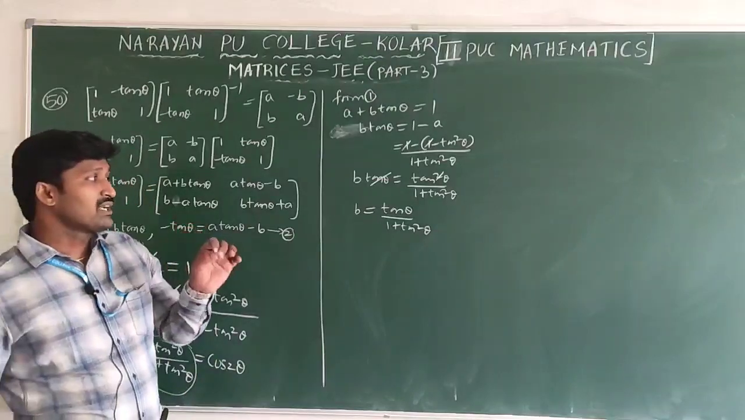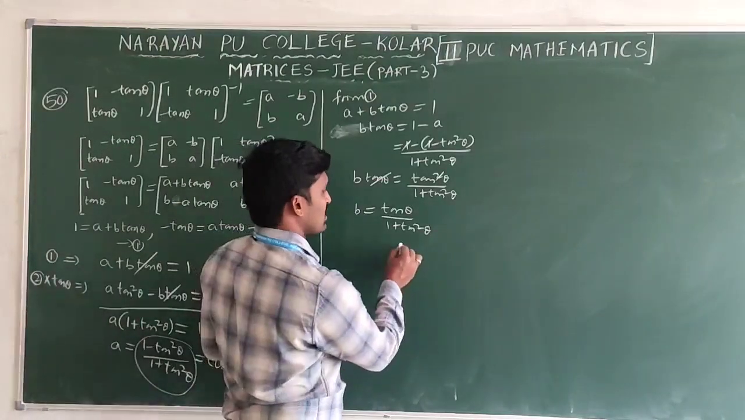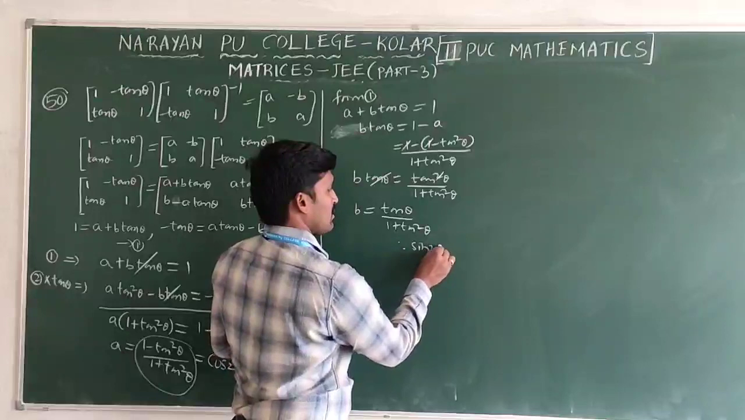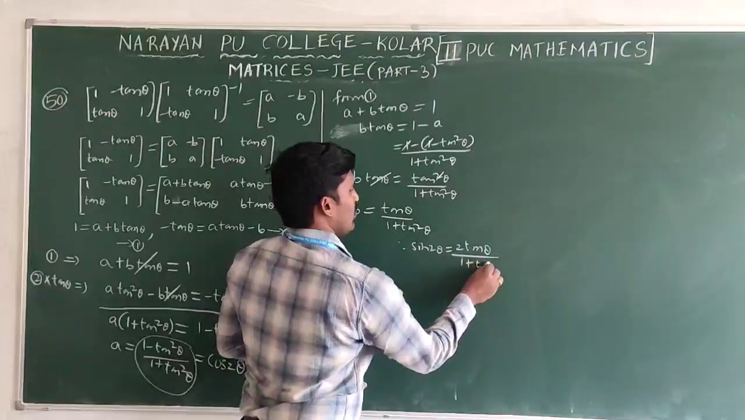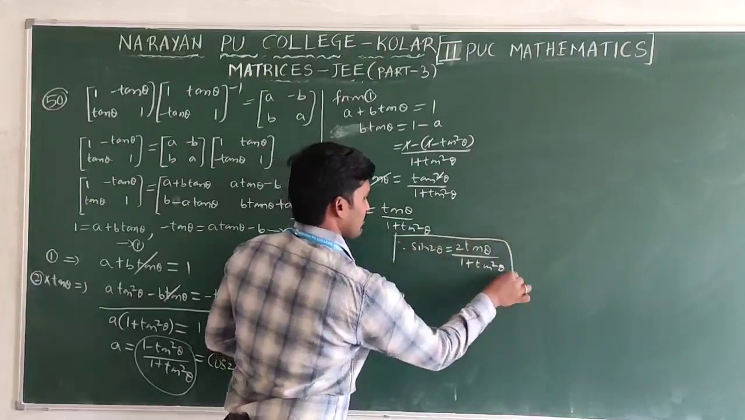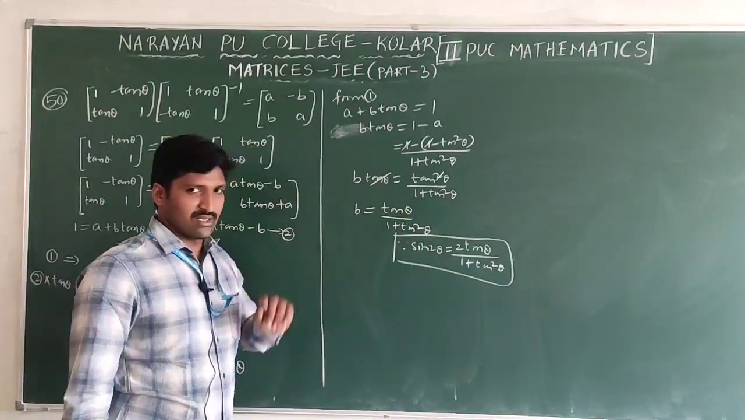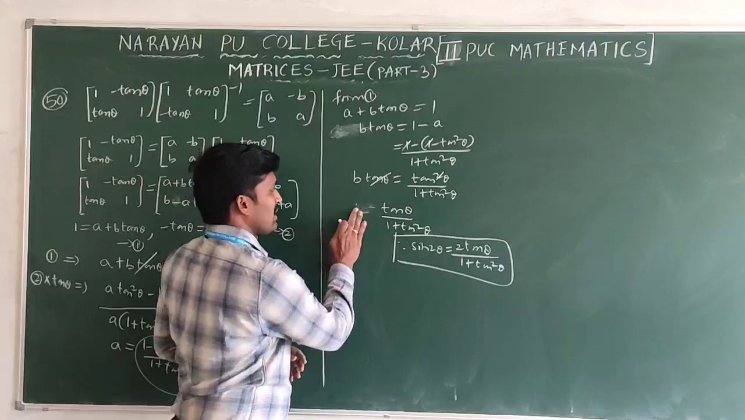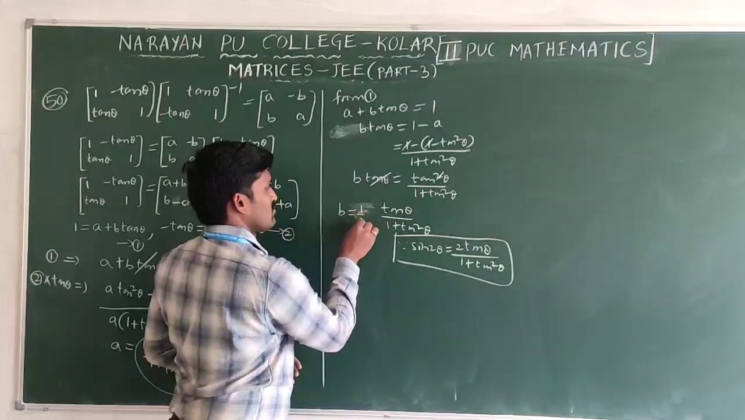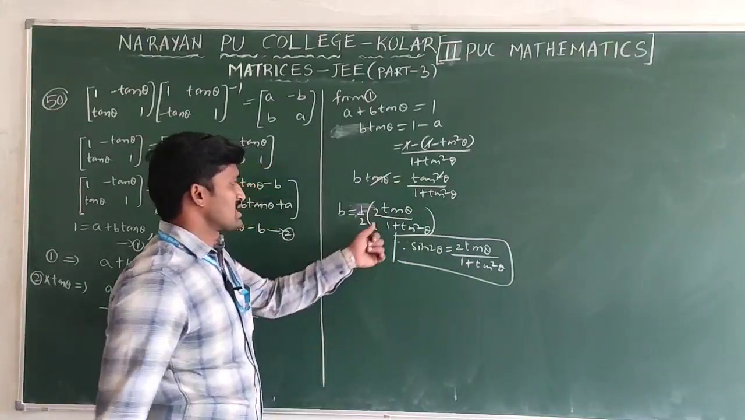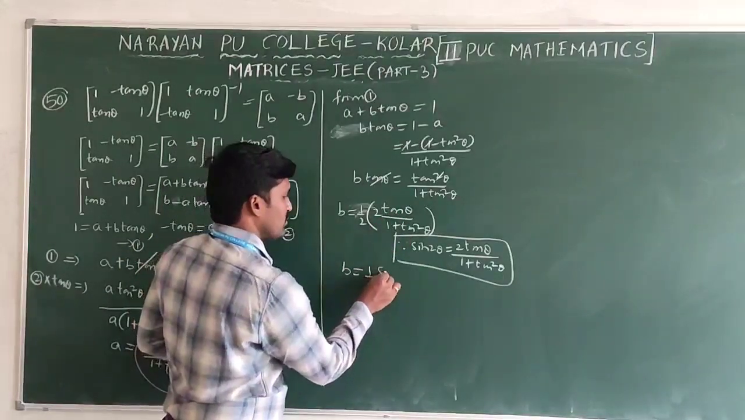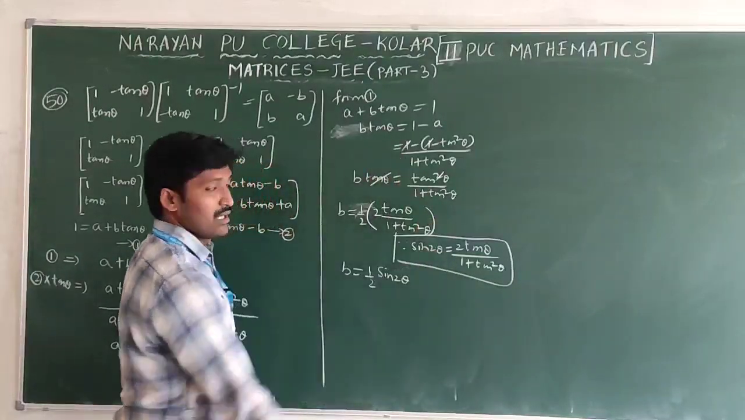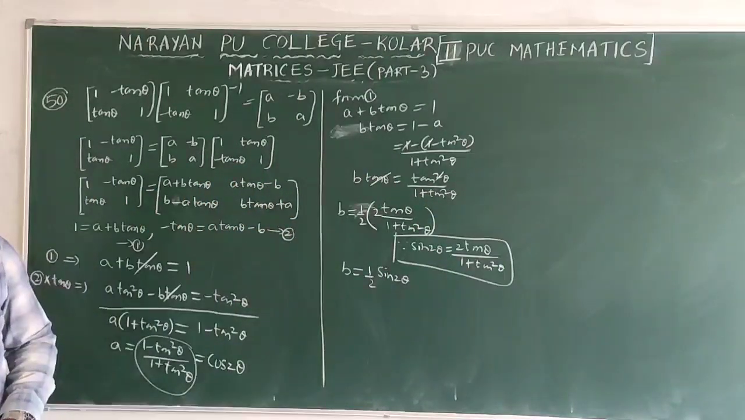Now we have a formula in terms of sin 2 theta. What is the sin 2 theta formula? 2 tan theta by 1 plus tan square theta. But here 2 is not there. That's why divide and multiply with 2. Now this clearly becomes sine 2 theta. That's why B is 1 by 2 sine 2 theta. Now which option is correct?